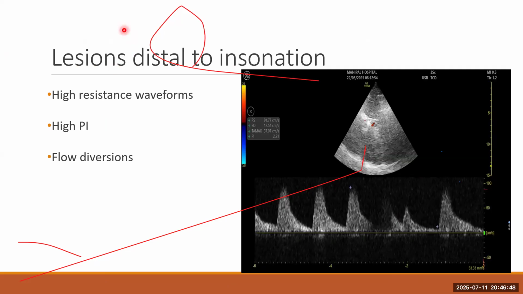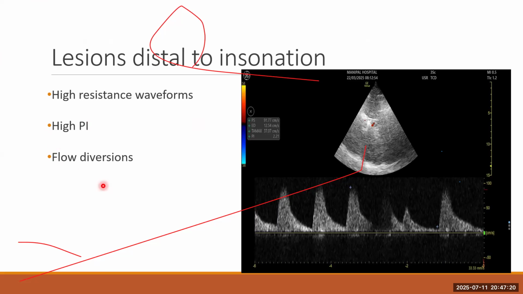Here we typically get what is called a high resistance waveform. Here we see there is a rapid upstroke which is maintained, but there is no stepwise deceleration. There is a rapid deceleration and the end diastolic velocities are way too low. So where the lesions are distal to the site of insonation, we typically get high resistive waveforms which have high pulsatility index, and also there could be flow diversions.